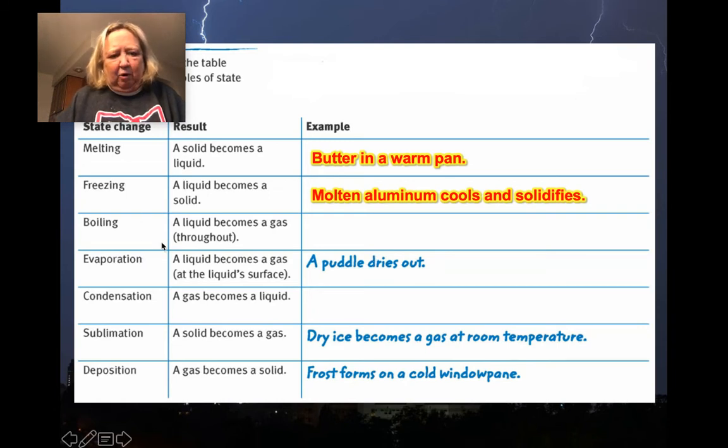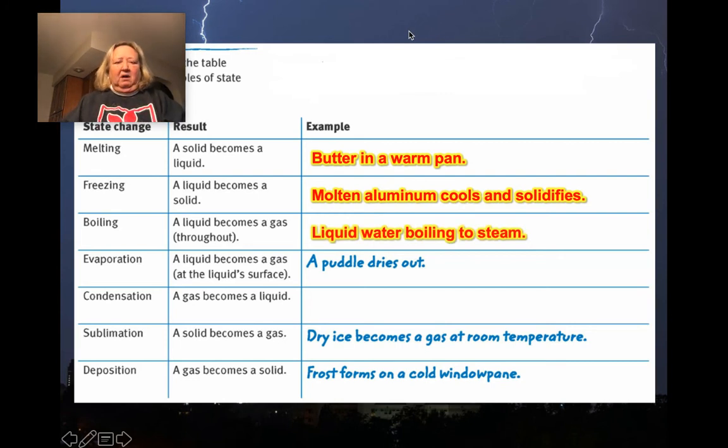Now, boiling. Liquid becomes a gas throughout, not just part of it. All of it turns from a liquid to a gas. Something is boiling. Their example is liquid water boiling into steam, like when you were making something in the kitchen.